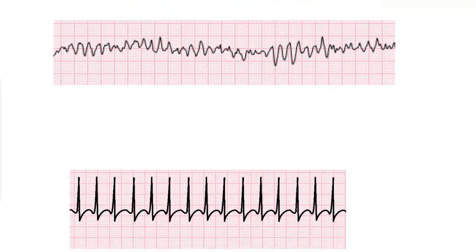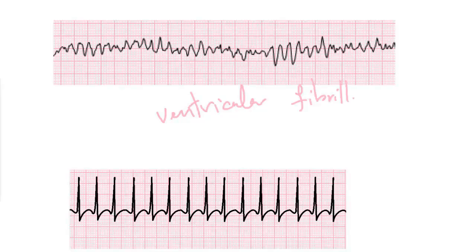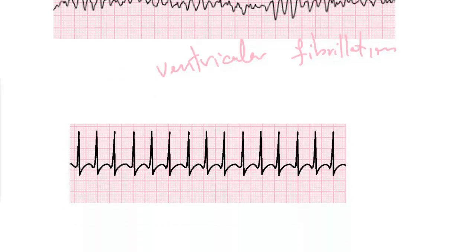Next, what do we have here? So here you can see that we have rapid disorganized depolarization of the ventricle, and so this is an example of a ventricular fibrillation. Okay, and these patients can present with a sudden collapse because the heart cannot pump blood properly.